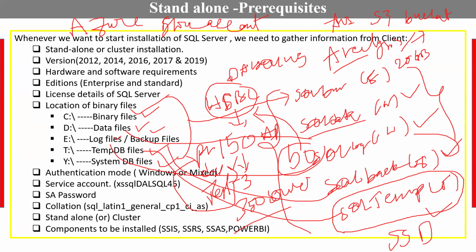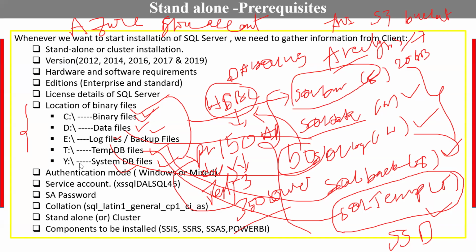Very simple. Always you need to follow the best practices in terms of directories. Data files need to go on a separate drive, log files need to go on a separate drive, backups need to go on a separate drive, tempdb needs to go on a separate drive, and binary files and system databases you can keep on one separate drive, because binary files won't consume much space. Even system databases won't consume much space.